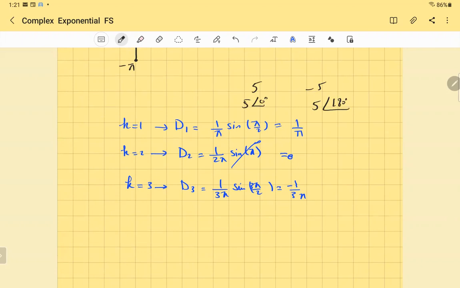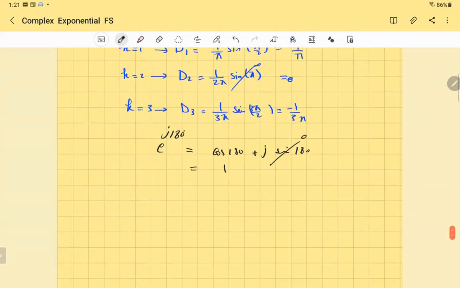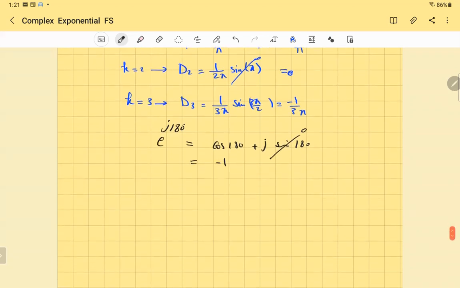Why? Because e to the j 180 is equal to cosine 180 plus j sine 180, right? What's cosine 180? What's sine 180? Okay, that's negative 1, by the way. Cosine 180 is negative 1, not 1.